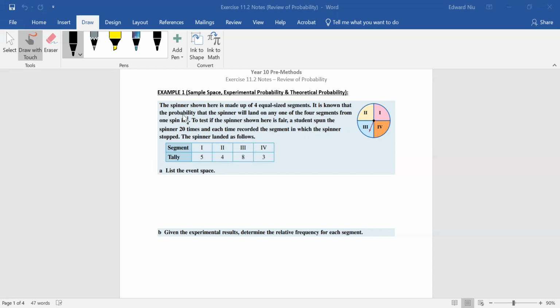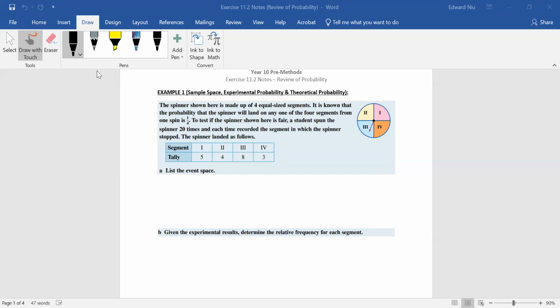So theoretically, it should be a 1 in 4 chance every spin, but the student here who spun it 20 times got segment 1 5 times, segment 2 4 times, segment 3 8 times, and segment 4 3 times. So here it says in A to list the sample space.